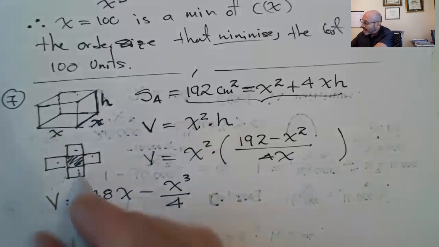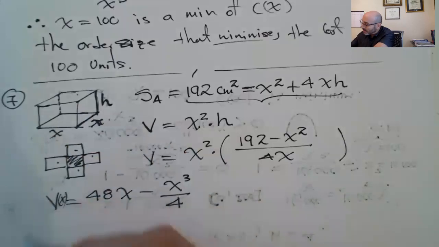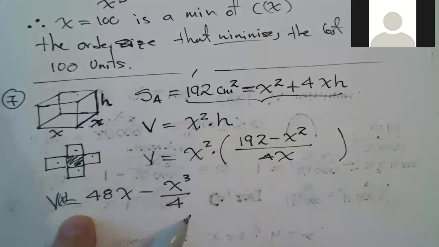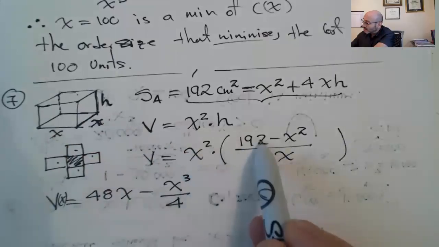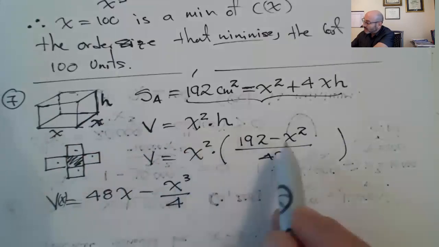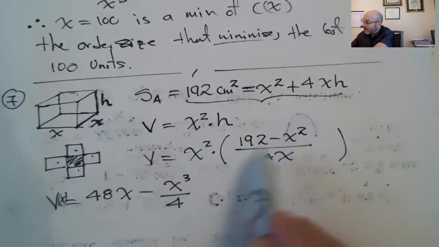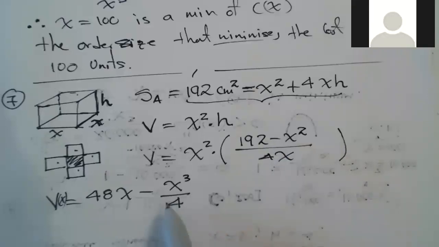That's the volume. Now the volume only depends on what? X. Now, this is what I need to differentiate. How did you get that? Well, multiply x squared times 192. And then x squared times x squared. And after that, divide by 4x. Okay. That's how you get that.